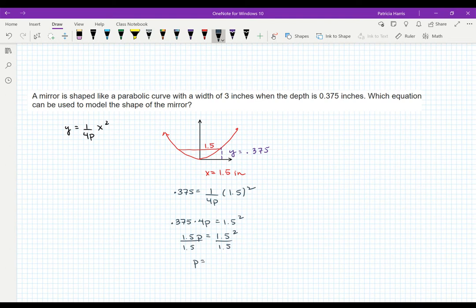Now if you remember your rules of exponents, you don't even have to find out what 1.5 squared is. You just use subtraction of the exponents. So your p is 1.5. So now, if we use our equation, 4 times 1.5 is 6. So 1 over 6, x squared. And that would be the equation for our parabolic mirror.